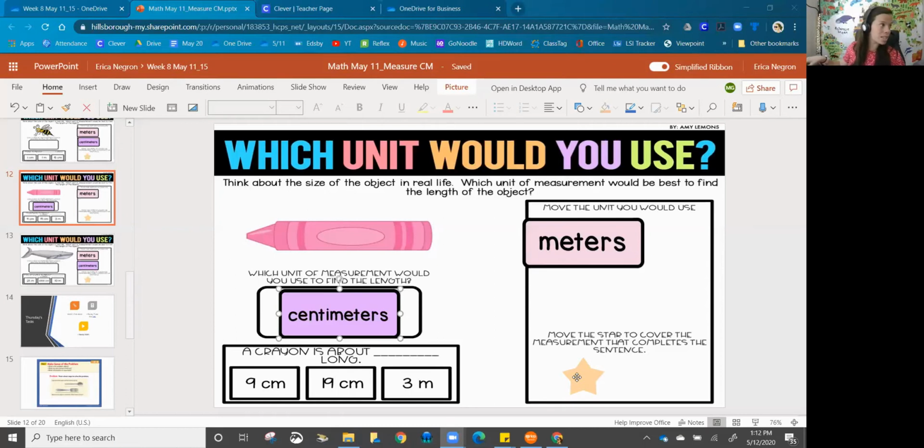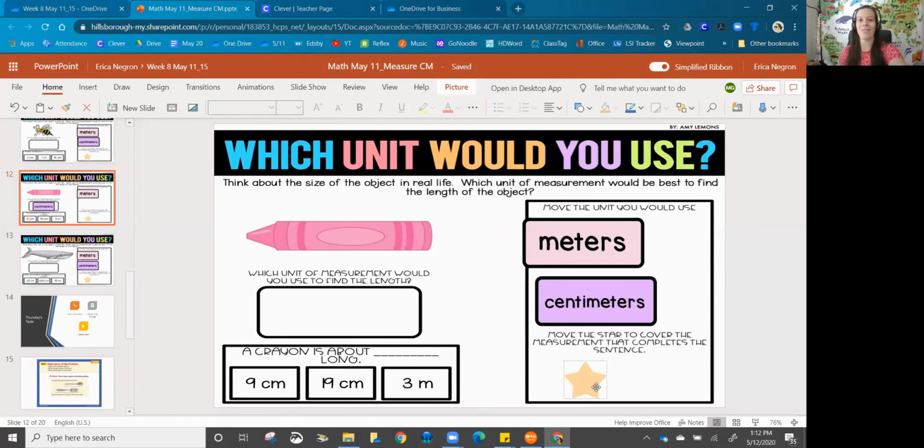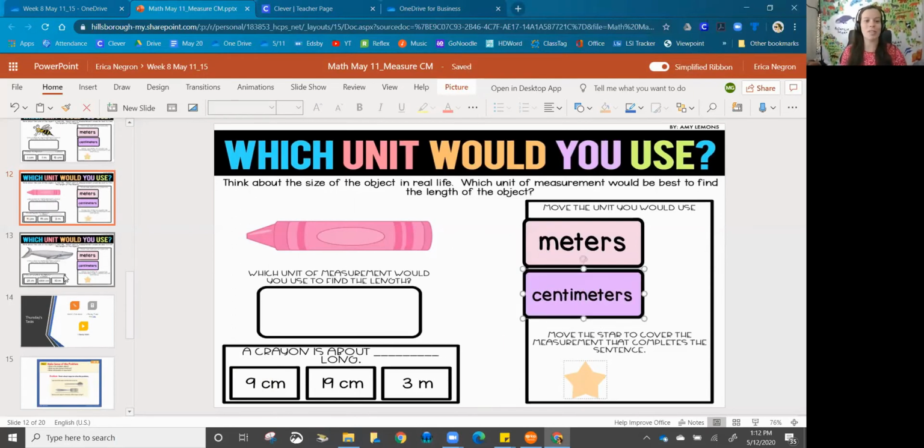That's as big as this room. Actually, it's probably bigger than this room. So a crayon is more than likely, the best answer would be 9 centimeters. 9 is the best choice that we have here. Okay, so what about this last one?